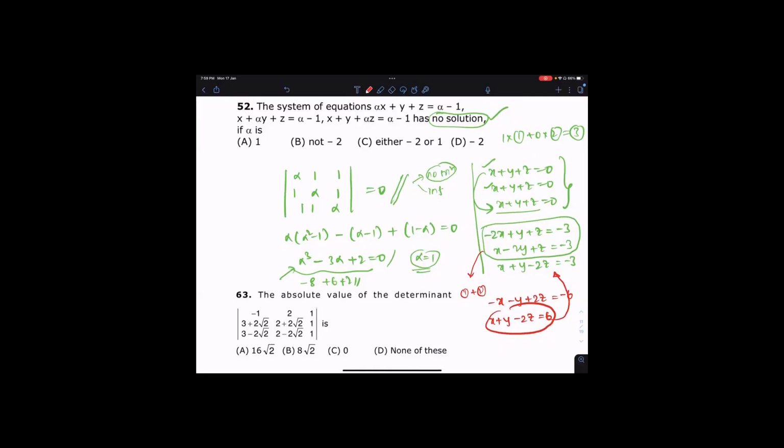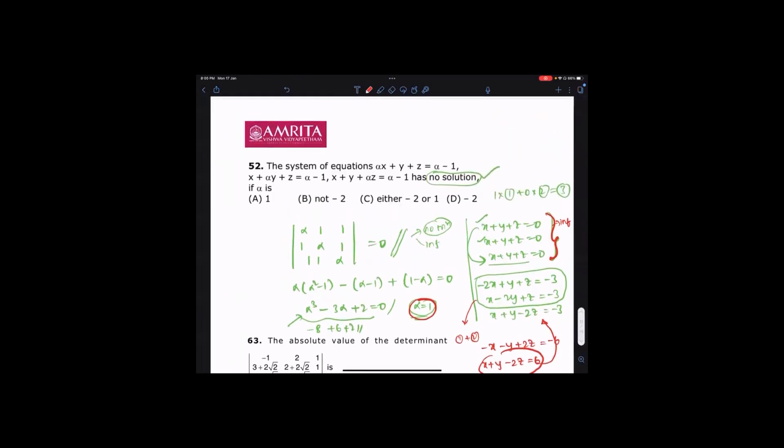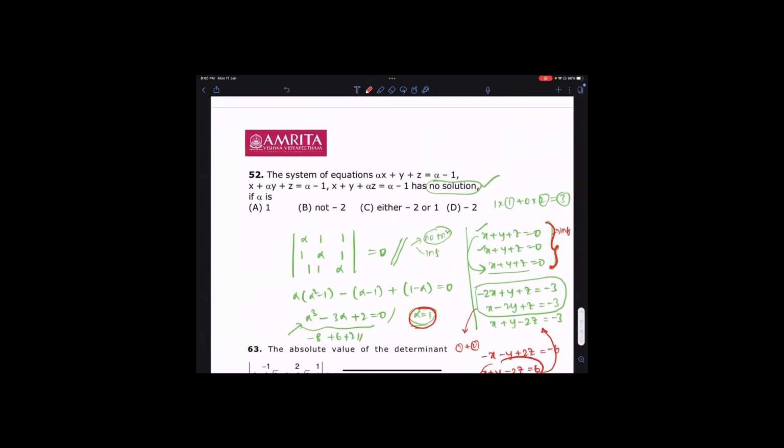If it matches, infinite solution. Otherwise, no solution. So now when alpha is 1, we got infinite solutions. But when alpha is -2, we got no solution. Now what is the question they are asking? For which it has no solution. It is -2.